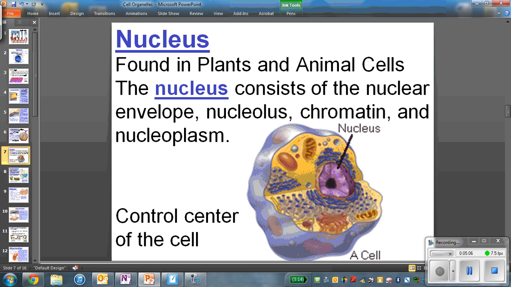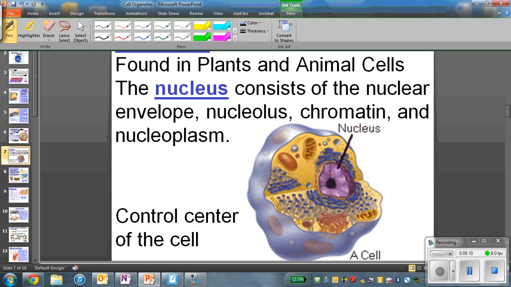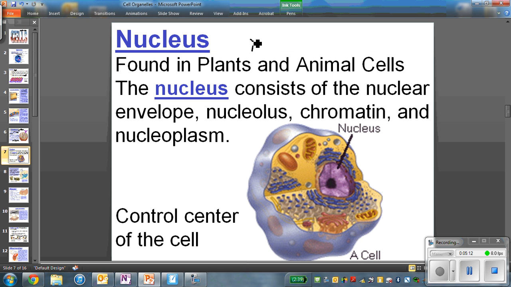You know the nucleus by now. We talked about that yesterday. The nucleus is found in eukaryotes, so plants and animal cells, and the eukaryotic nucleus carries DNA. Okay.